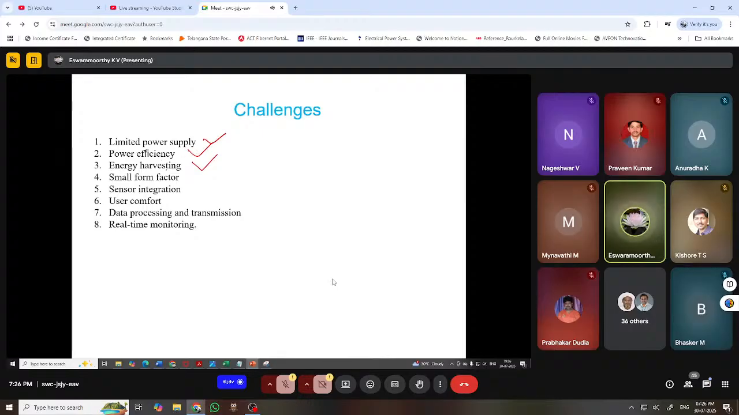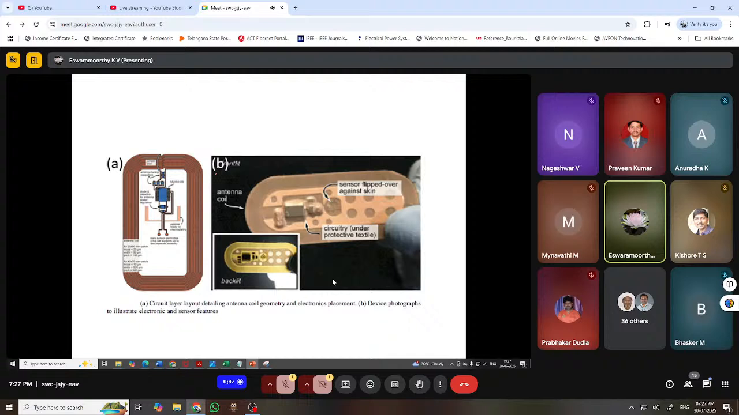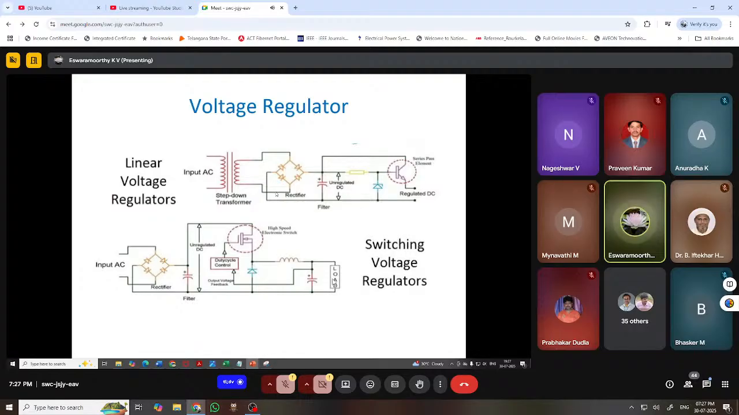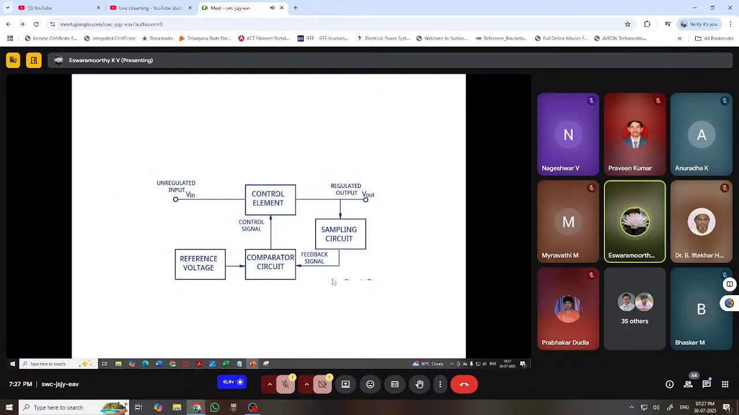Okay, so what are the challenges? The challenges are in the power supply, energy harvesting, small form factor, sensor integration, user comfort, data processing and transmission, real-time monitoring. So all those things are in challenges. Here, in one of these, by using wireless antenna geometry detailing, they have done the transmission. And we already know this voltage regulator, and these are some of the control things.